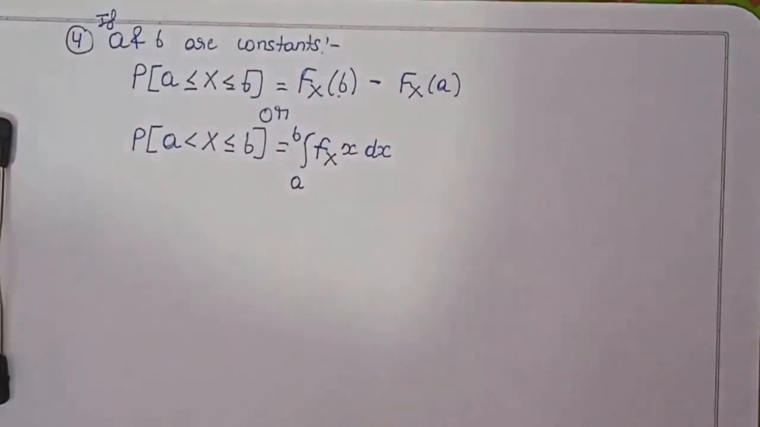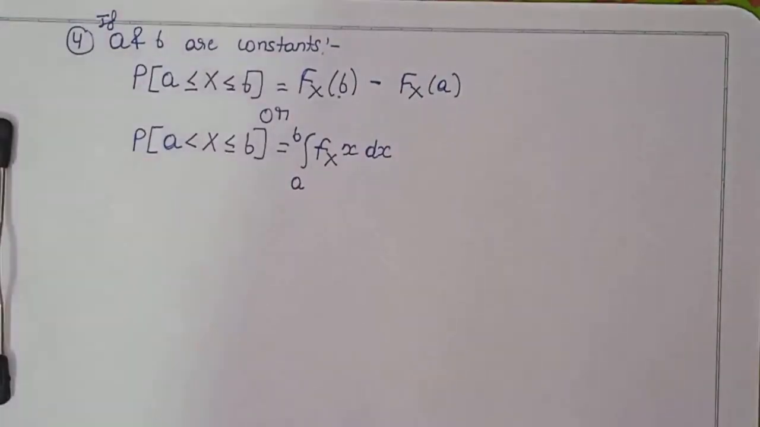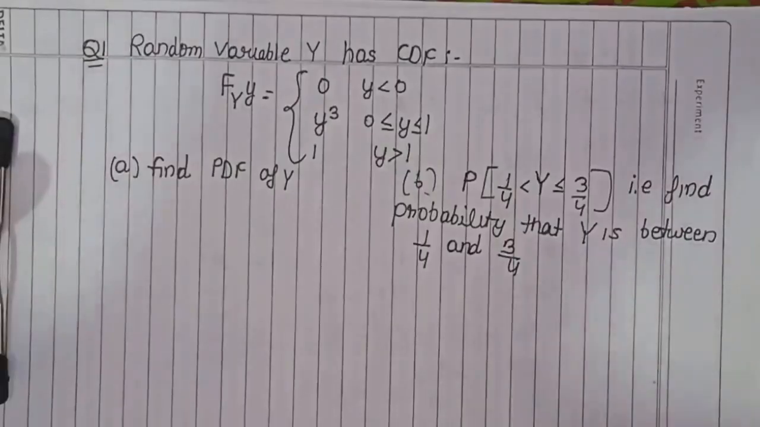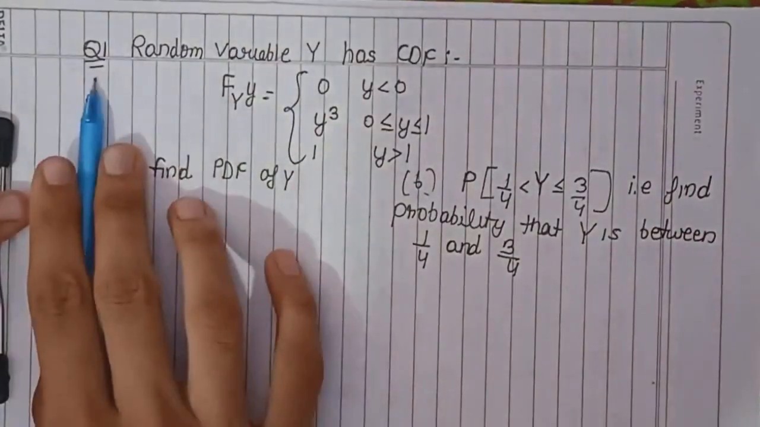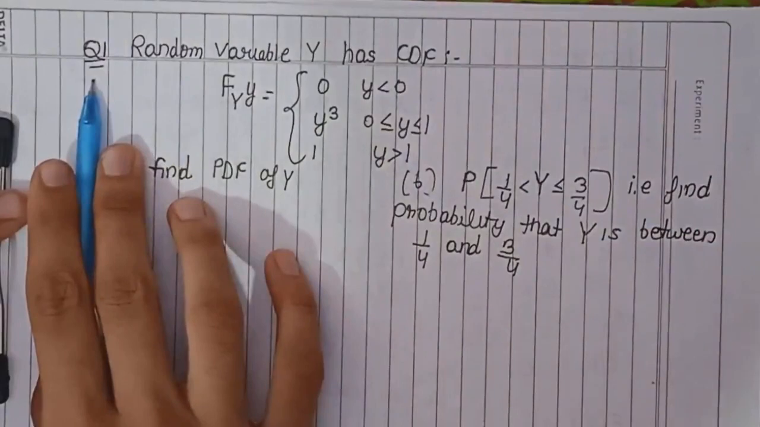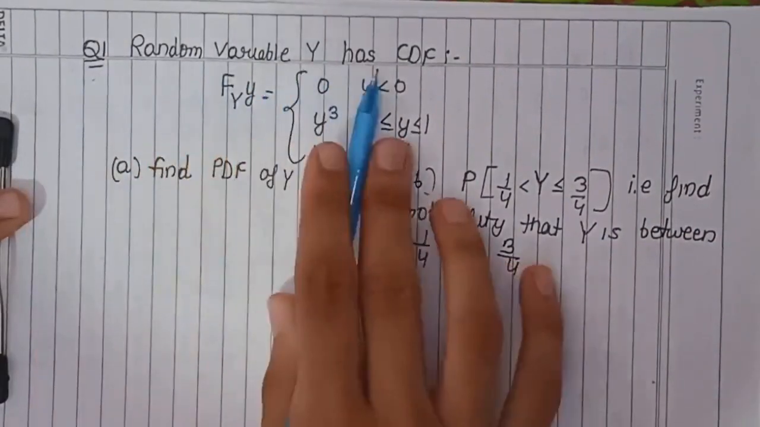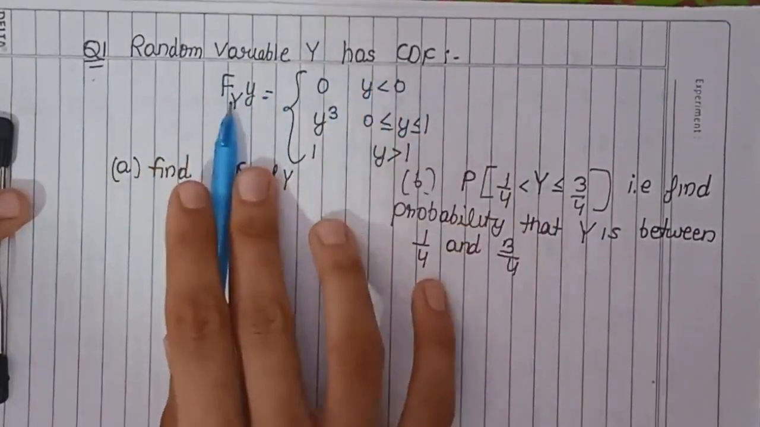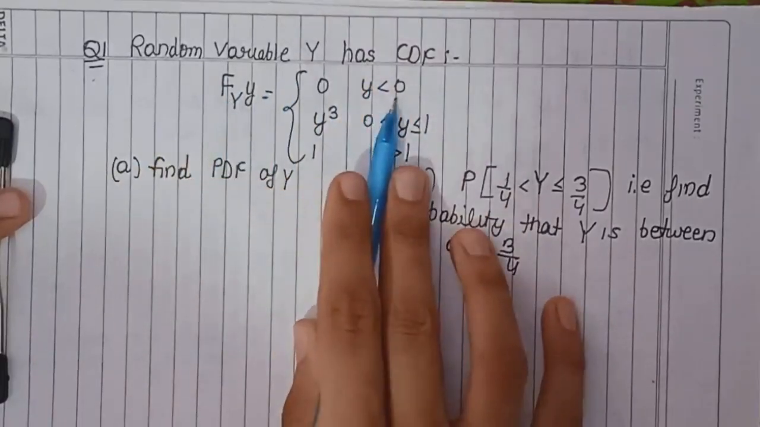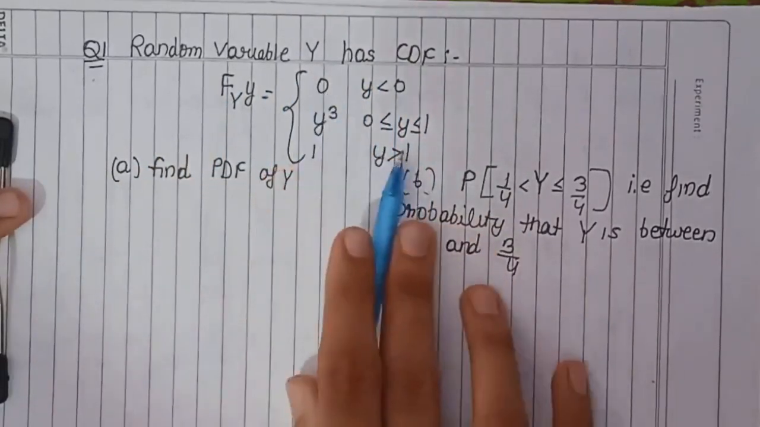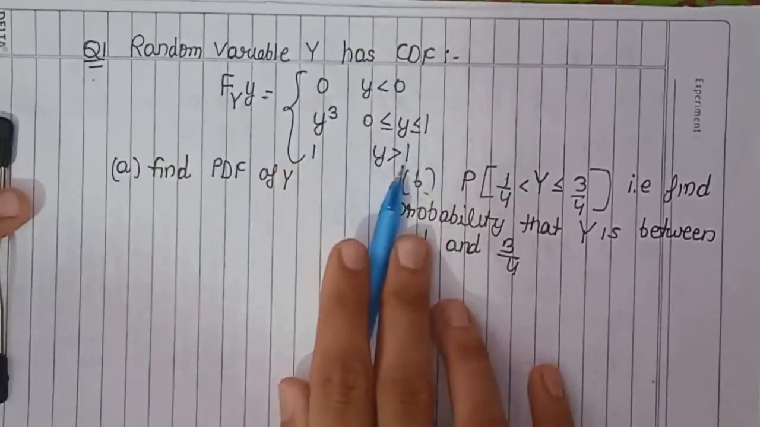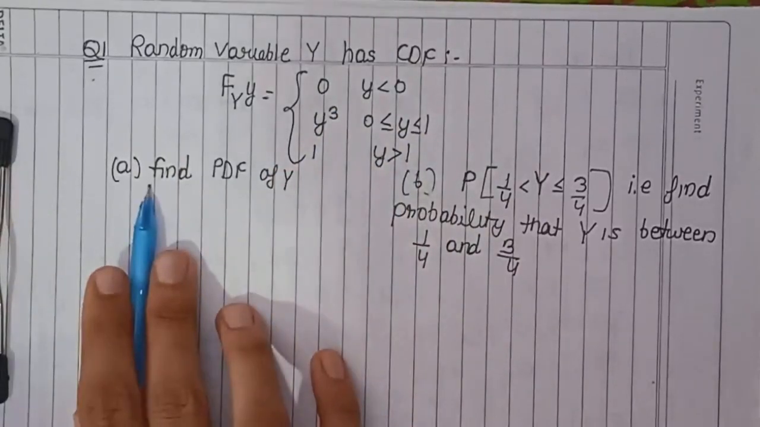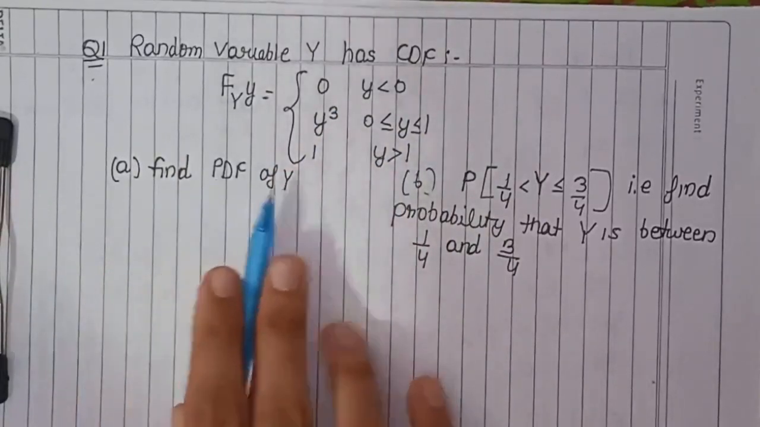So now let us practice some examples to understand all these properties. Now this is the first question. It is given to us that random variable y has the following CDF. When y is less than 0, the CDF value is 0, and when y lies between 0 and 1, the CDF value is y cube, and for y greater than 1, the CDF value is 1. And here we need to find the PDF of the random variable y.